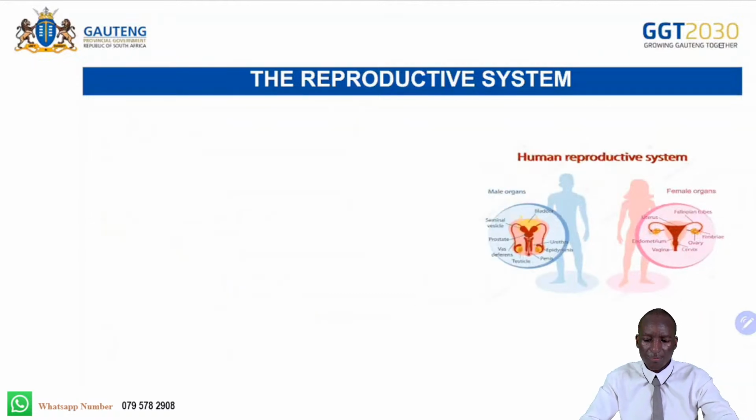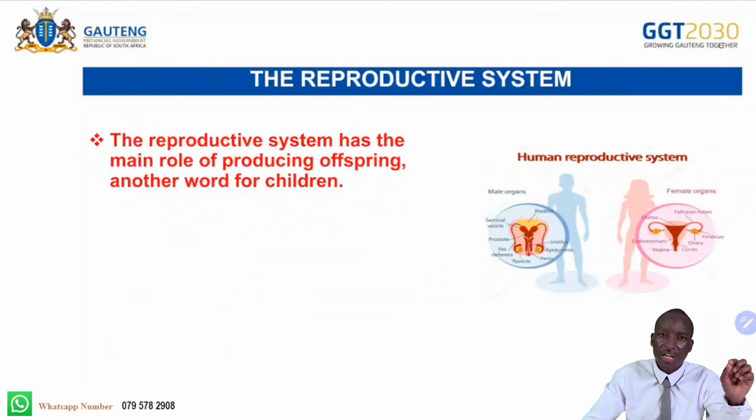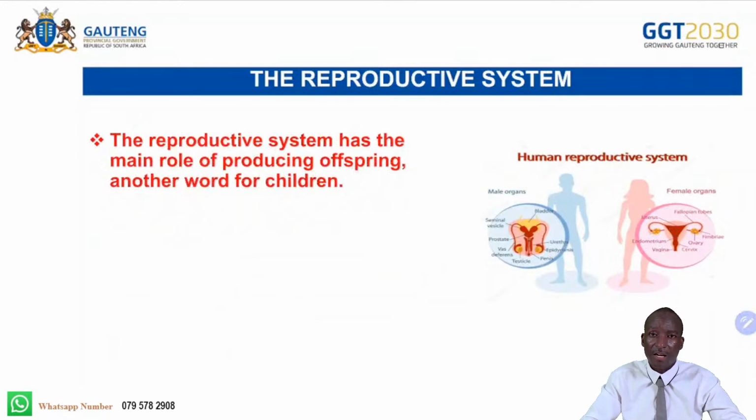Okay, let's look at the reproductive system in further detail. This system has the main role of producing the offspring. Offspring is just another way to say children. Remember that once fertilization takes place, the main purpose there is to make a baby, right? And that baby grows inside the uterus, and that baby matures until the gestation period is over, which means birth time.